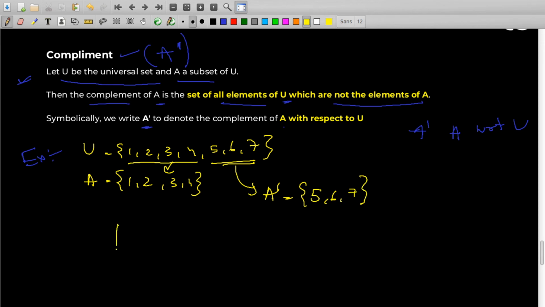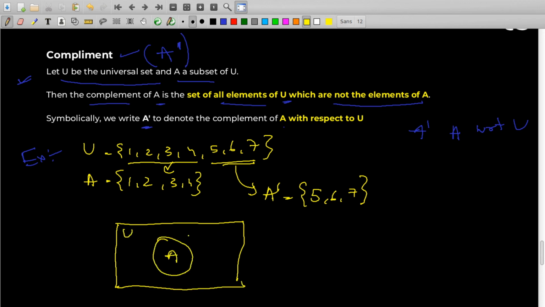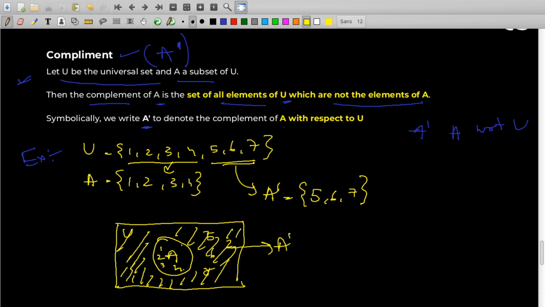If you want to understand this using a Venn diagram, if this is U, then this will be A because it's a subset, and 5, 6, 7 will be here, and 1, 2, 3, 4 will be here. So all this area, excluding the area of A, whatever elements fall in this area will be the A dash, and this will be the A. Okay, right, so that is it.